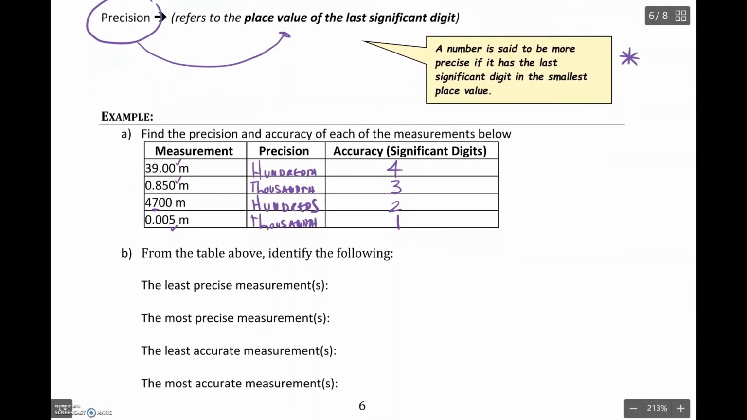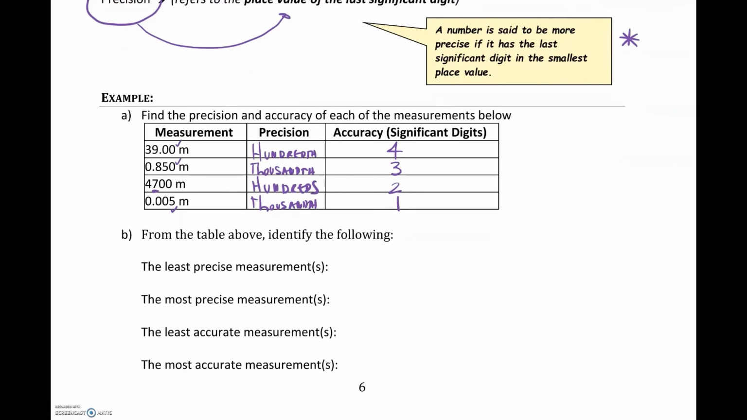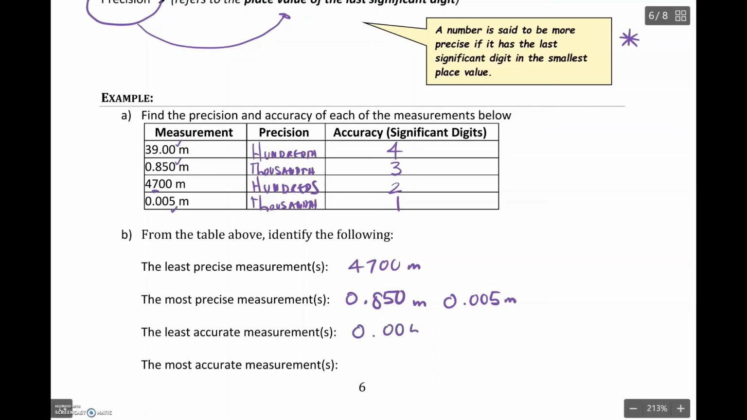Okay, so you could verify this, that the least precise measurement would be the 4,700 meters. The most precise would be 0.850 meters and also 0.005 meters. The least accurate would be 0.005, and the most accurate would be 39.00 meters.